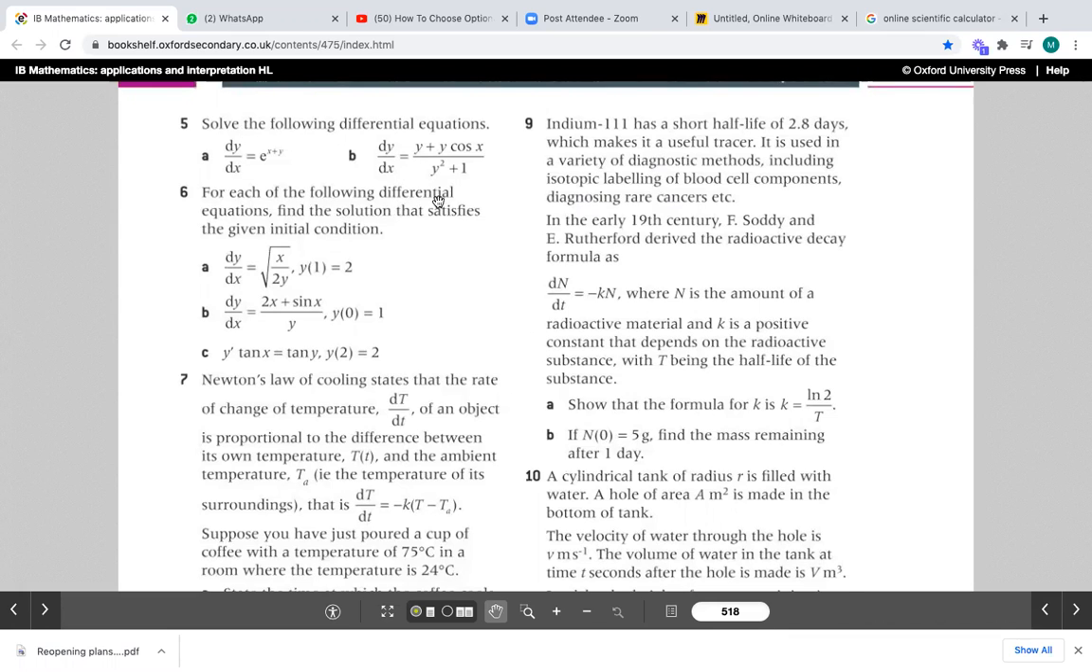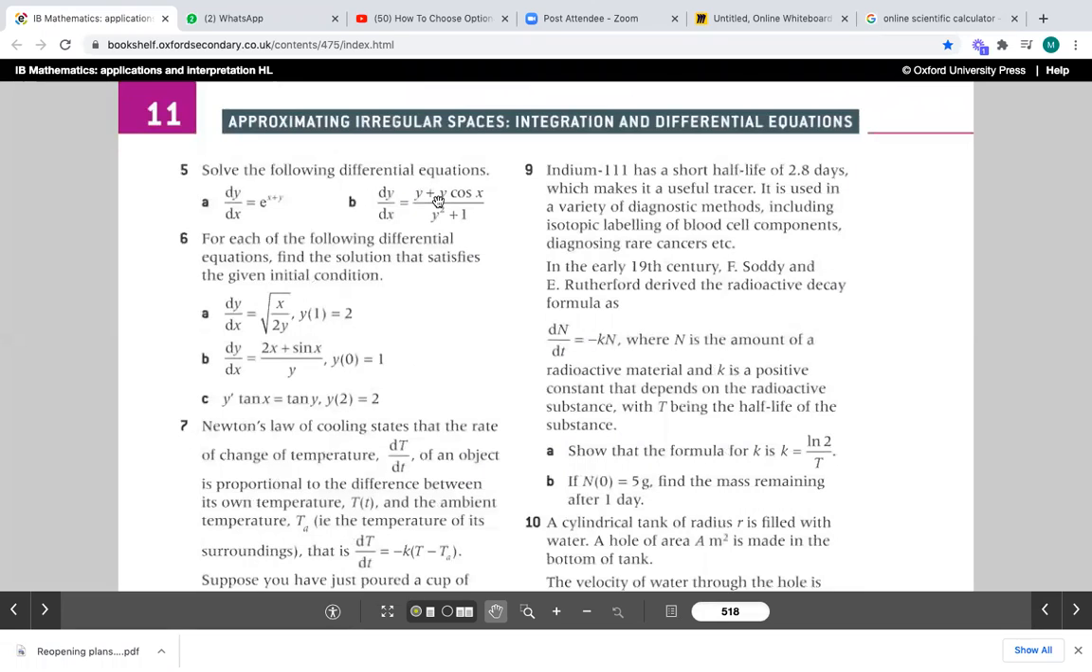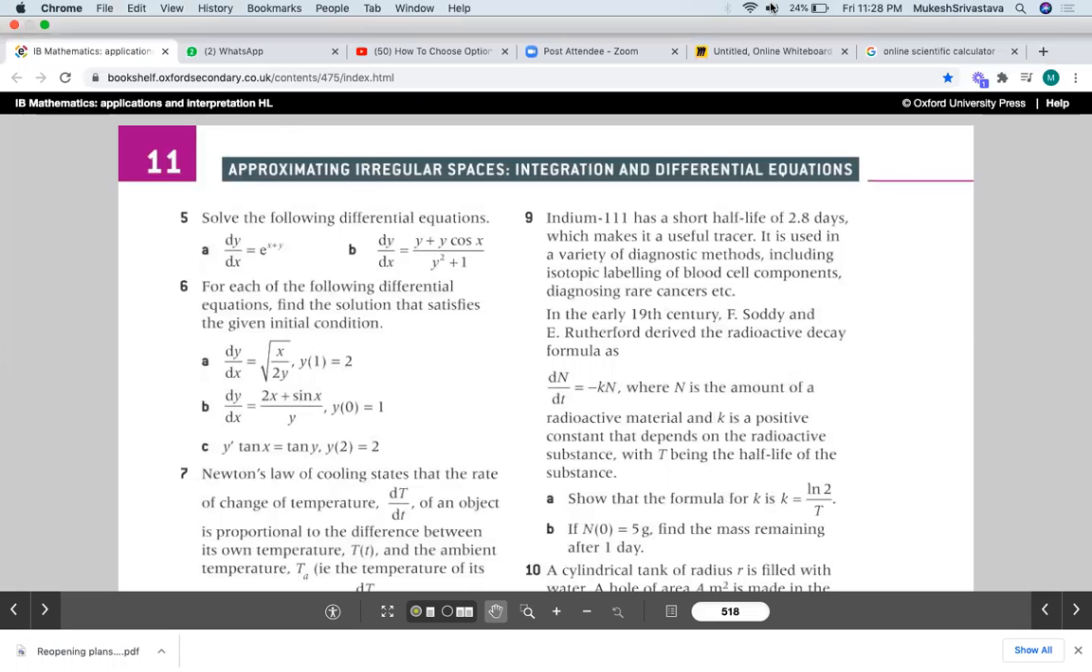So basically, in all these sums, you have to basically solve for y. Exactly. dy by dx.